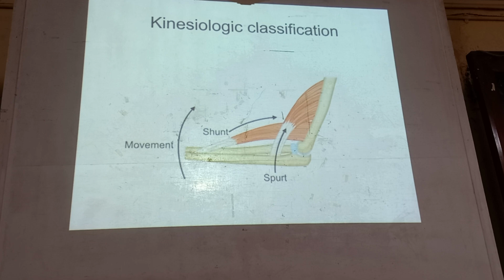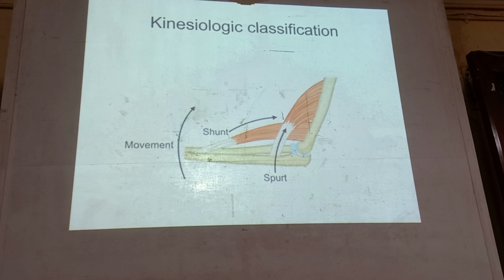Look at the muscle which has been labeled as spurt. It's not the name of the muscle. When this muscle contracts, you vectorially divide the contraction of that muscle into two components. One is towards the joint, the transarticular component. The other is at right angles to it, called the transaxial component. The line of muscle pull can be divided into two components.